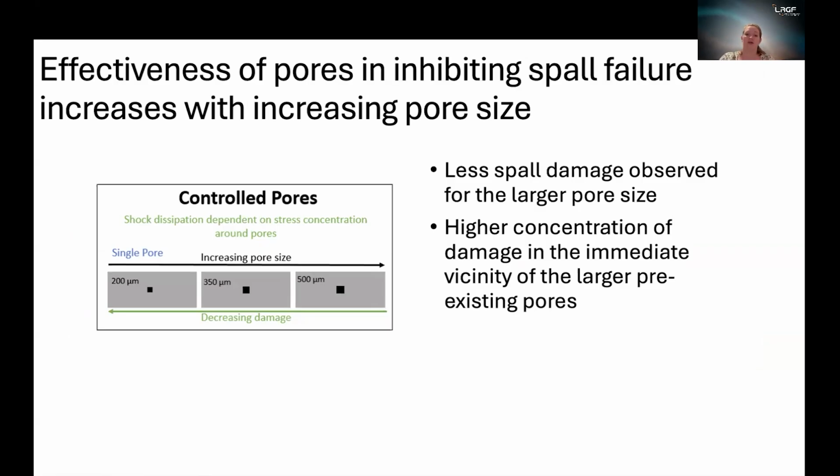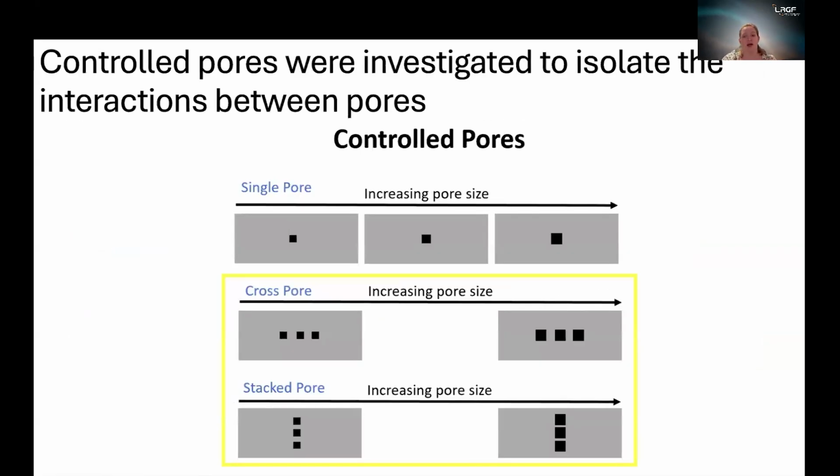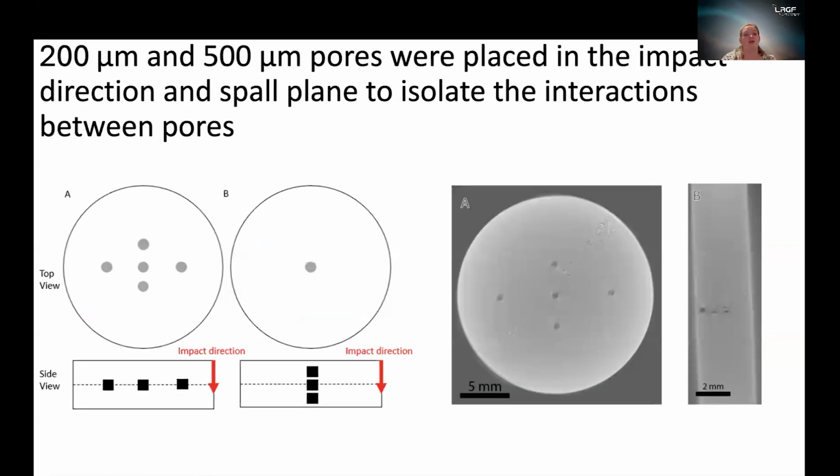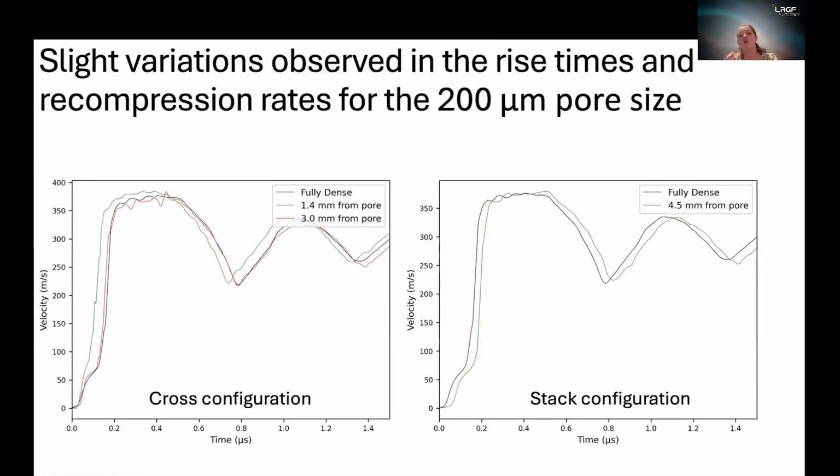So now, moving on from this, we'll start to look at the cross and stacked pore configurations. So again, this time we looked at 200 micron and 500 micron pore sizes with cross configuration placed in the small region, and then the stacked pore configuration is stacked in the direction of impact. So again, for these, we don't really see much of a difference in the PDVs looking at the cross or stacked configuration. So this is for the 200 micron pore.